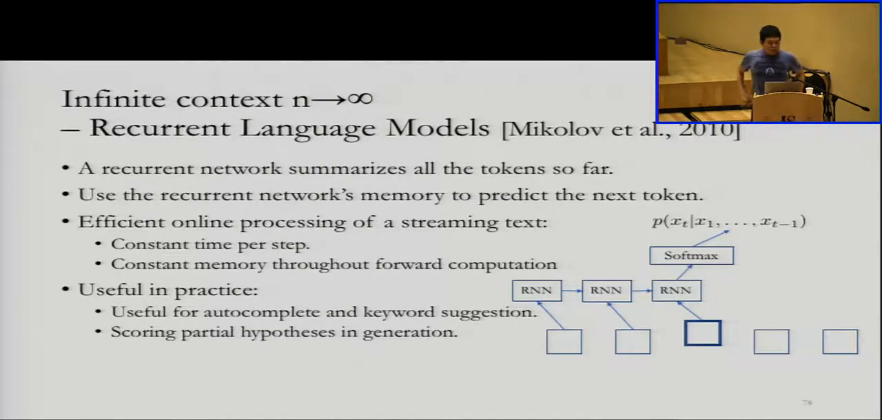So in reality, to do the infinite context language model well, already in 2010, Tomas Mikolov and others proposed to use recurrent neural nets to do the language modeling.